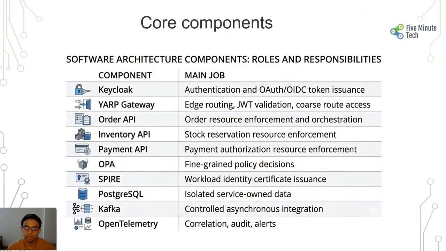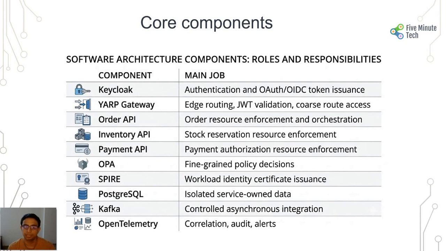So as you notice, no component is called the zero trust product. Zero trust emerges from how these components work together. Keycloak answers your identity questions. OPA answers your policy questions. The YARP, that is the API gateway, and the APIs enforce access. And then we have network policy constraints, network reachability. Databases and Kafka enforce their own access rules, and OpenTelemetry gives us evidence and visibility.